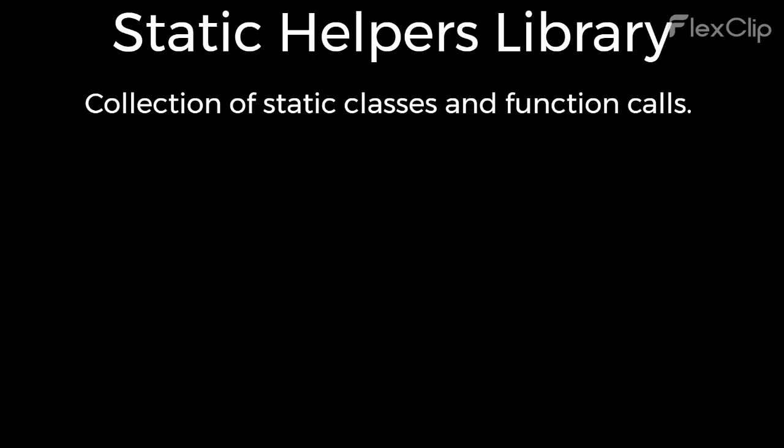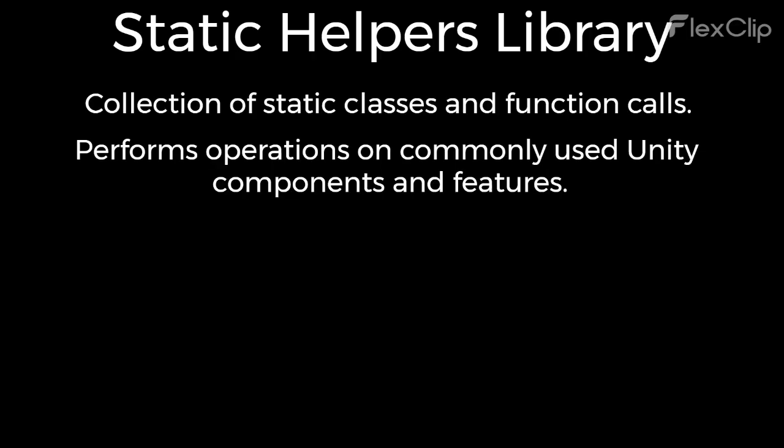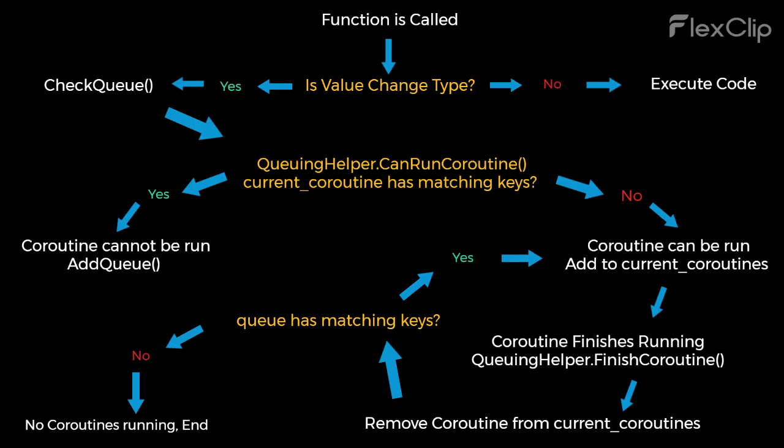Now I'm going to recap everything so far and wrap this thing up, because it can seem pretty confusing. The Unity Helpers library is a collection of static classes and function calls used to perform operations on commonly used Unity components and features. When a function is called, depending on the type, the execution varies. Component effect, setting change, and value return types all immediately execute the code within their callable function, no delay. Value change types call an internal function to determine whether there is currently a coroutine running on the same object affecting the same component value.